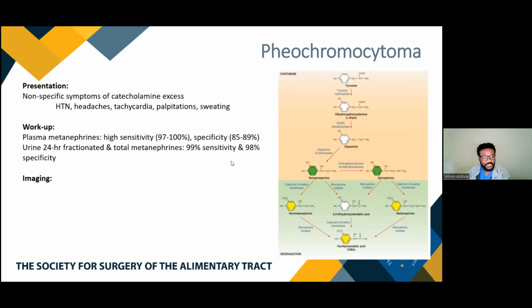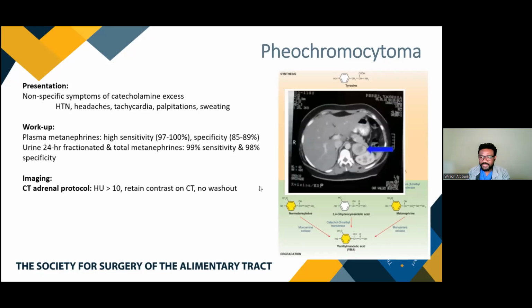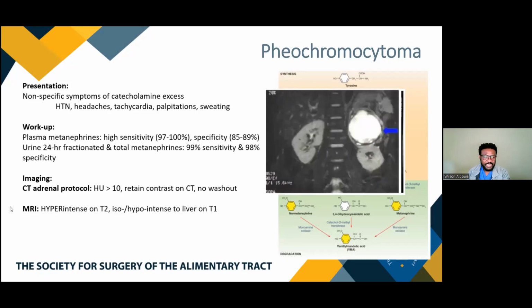patients for pheochromocytoma. For imaging, to help determine whether a patient has pheochromocytoma, you can get a CT scan with an adrenal protocol. In these scans, you expect to see some retention of contrast on the CT with no washout. This image is not very clear, but it's supposed to show you some retention of contrast in this adrenal tumor. You can get an MRI, which is very helpful because on the T2 phase, you see some hyperintensity because they hold on to the contrast.